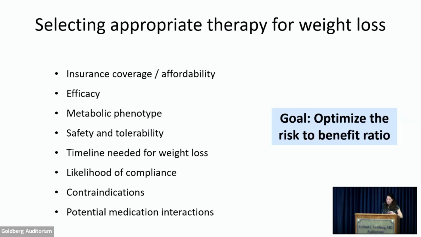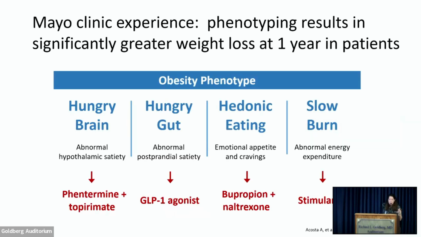So how do we select therapy for our patients? You really want to optimize risk-benefit ratio, think about coverage, think about med safety, contraindications, and the like. And I just want to highlight one study from Mayo, which showed that phenotyping our patients to think about where their issue might be really actually helped improve weight loss outcomes.